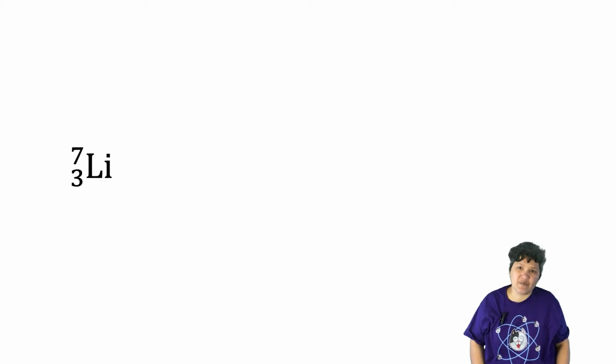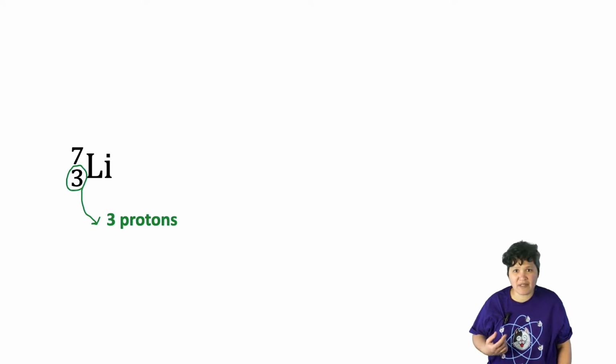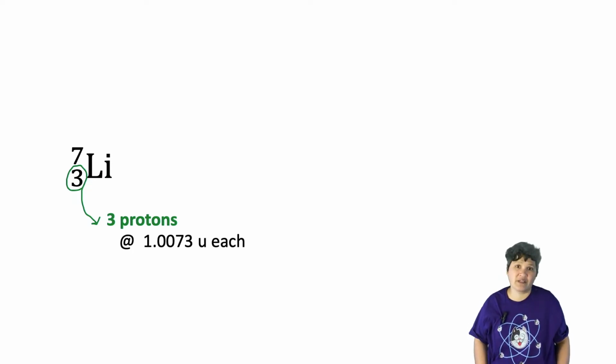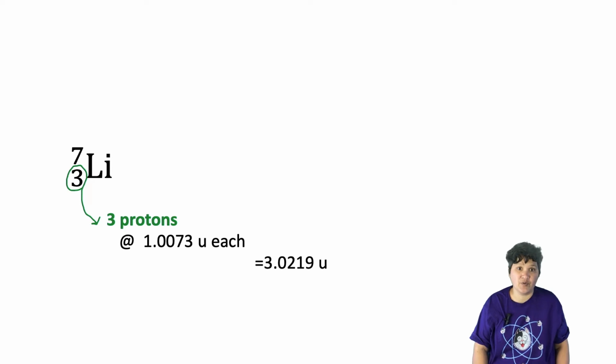Let's look at a very small atom, lithium-7. Now, if you think back to your isotope symbols, you might recall that this 3 here means that this isotope has 3 protons. Each of those protons has mass. They weigh about 1.0073 unified atomic mass units each, for a total of 3.0219 U.